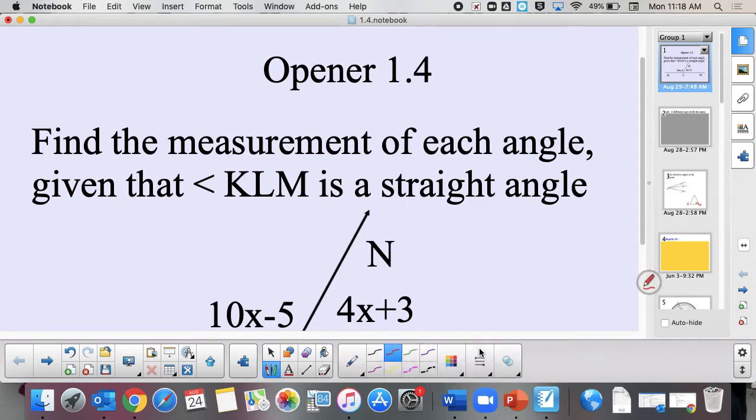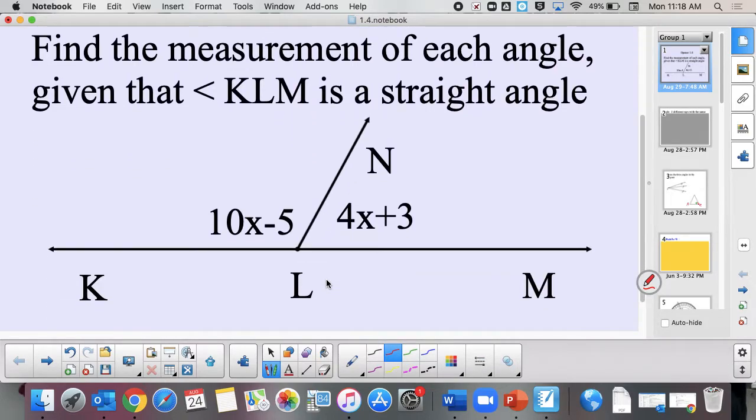Into 1.4, taking a look at a few different ideas about angles. Some of your basic ideas, naming them, looking at a vertex, classifying them. Also working with the idea of what are known as adjacent angles. And these two angles here that you see, angle KLN and angle NLM, are adjacent angles.